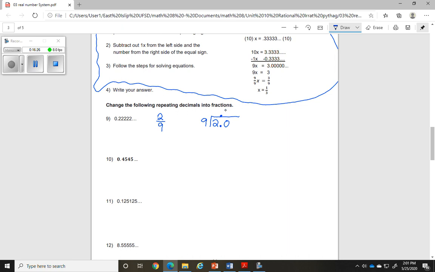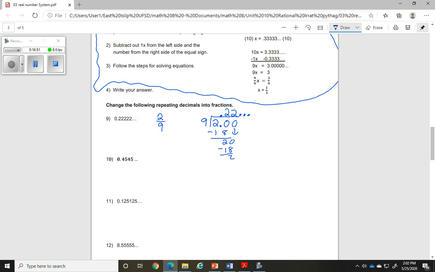9 goes into 22 times. 2 times 9 is 18. I have a remainder of 2, so I have to put a 0, bring it down. I got a 20 again. 9 goes into 22 times. 2 times 9 is 18. And this is going to keep on happening. So it's that denominator of 9 that causes you to get the same remainder all the time.